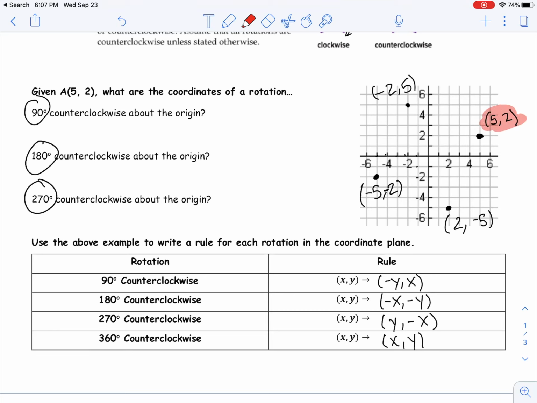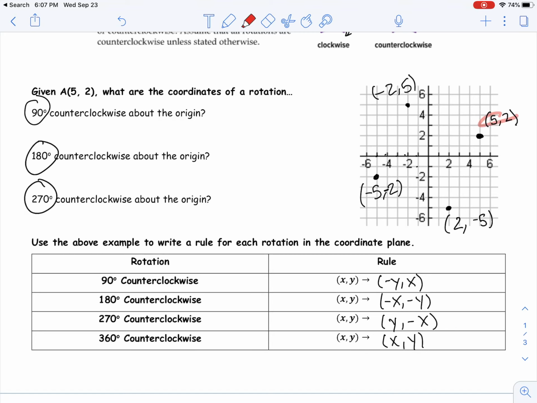If we went 180, we're going from this one to this one. The x and the y actually stay in the right spot, right? The only thing that's different is that negative out front on both of those. So it's the same exact thing. 5, 2 turns into -5, -2. It's the same thing, except, let me get those erased.